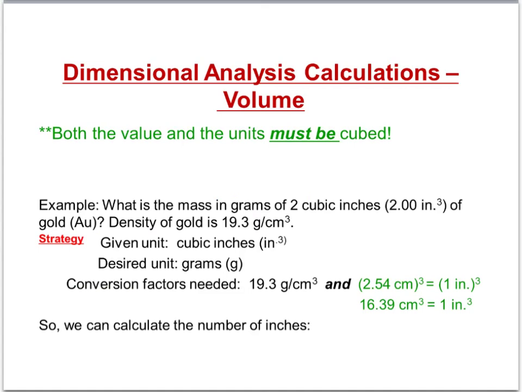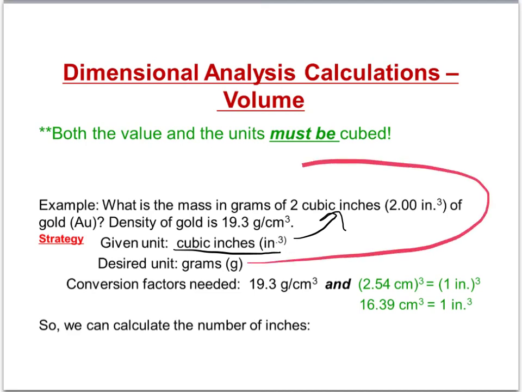If we answer our first 3 questions, first, what are our given units? We're given cubic inches. What are our desired units? Our desired units is the mass in grams. And the conversion factors that we need are, one, the density, which helps us relate mass and volume.